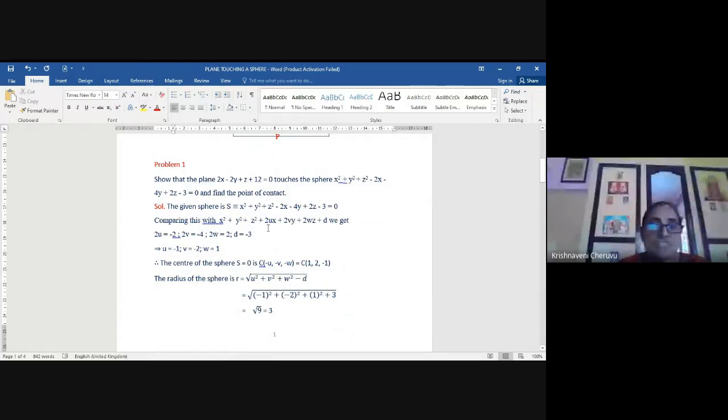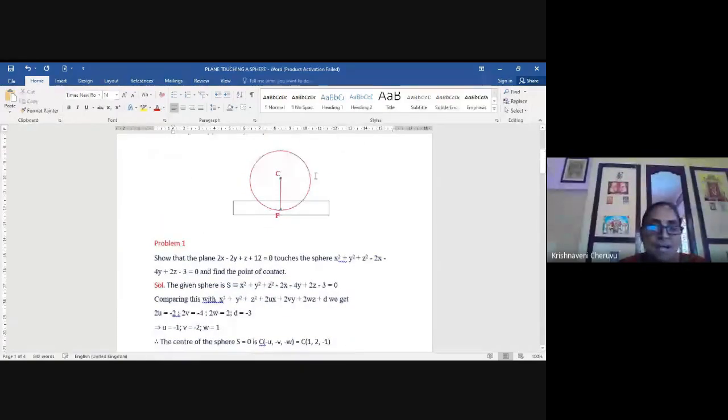I just discussed this, no? When a sphere touches a plane, or a plane touches a sphere, there will be only one point of contact. In this problem, he first asks you to show that the given sphere is touching the plane, and also asks, if that is the case, what is the point of contact. You are asked to find out the point P also.